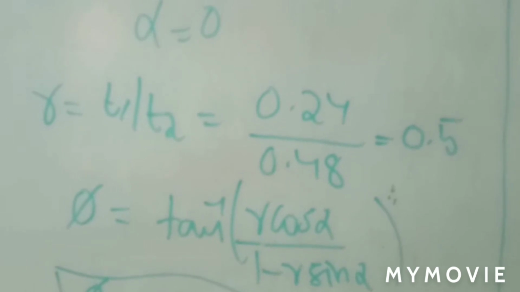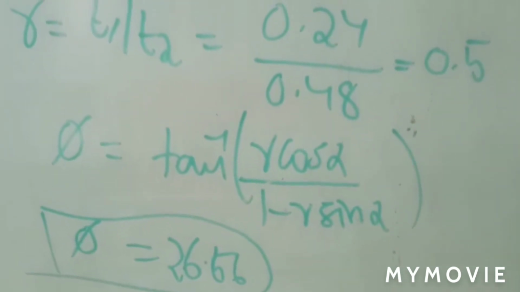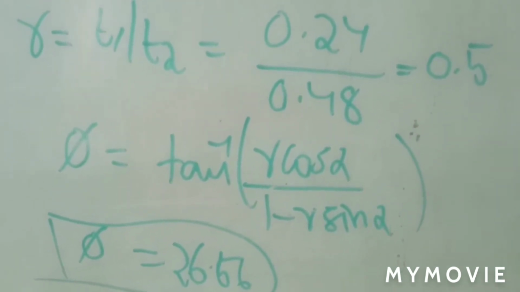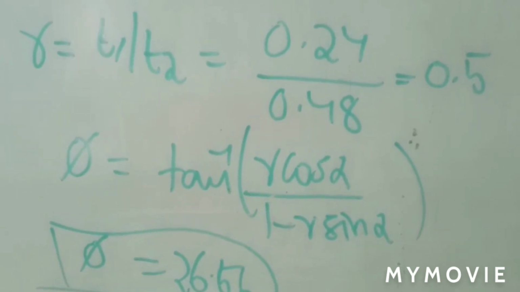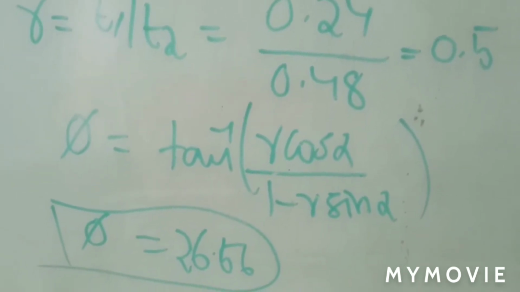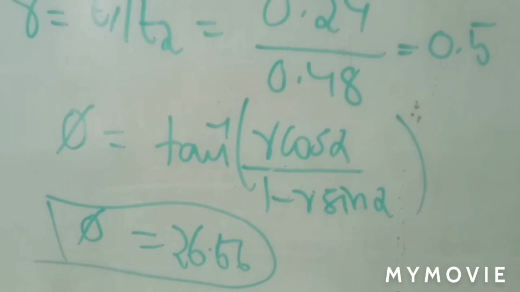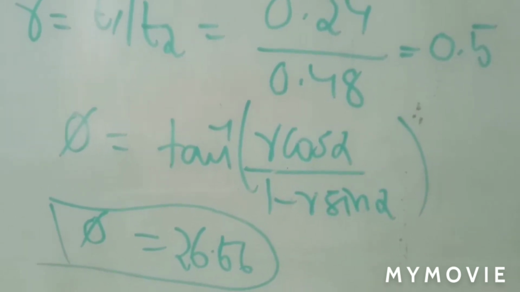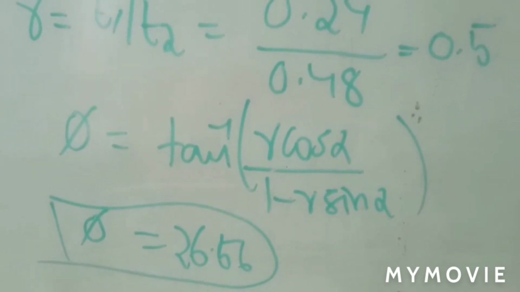Now substitute this r value in the given relation. Phi equal to tan inverse of r cos alpha by 1 minus r sin alpha. So phi equals 26.56 degrees. Here the answer is the shear angle.